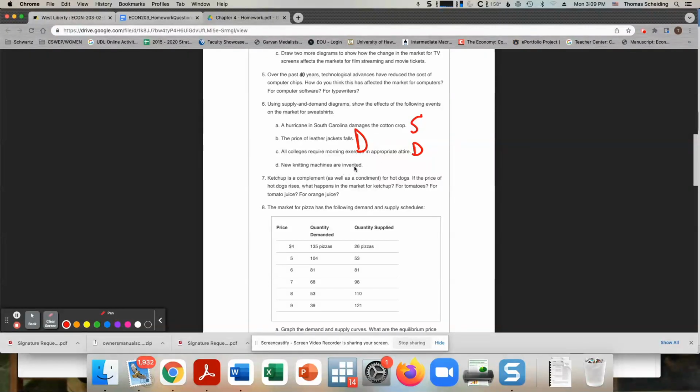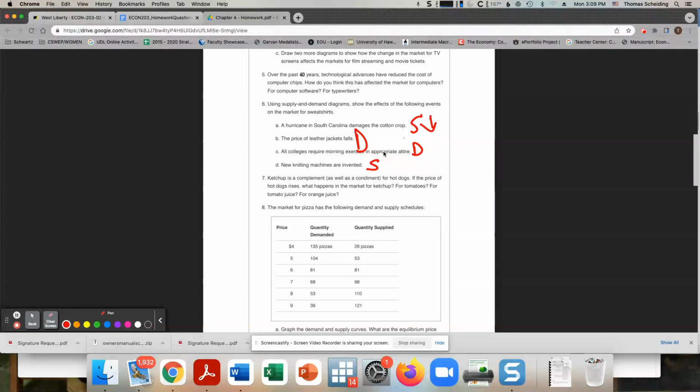New knitting machines are invented. Presumably, these knitting machines are more efficient or productive. So it becomes a supply story. And then again, the second question. Second question is all about how is it affected? So this would mean a crop being destroyed.